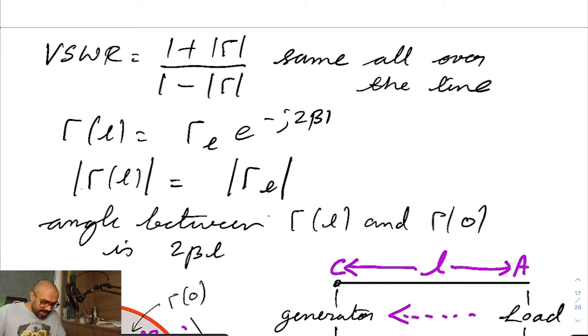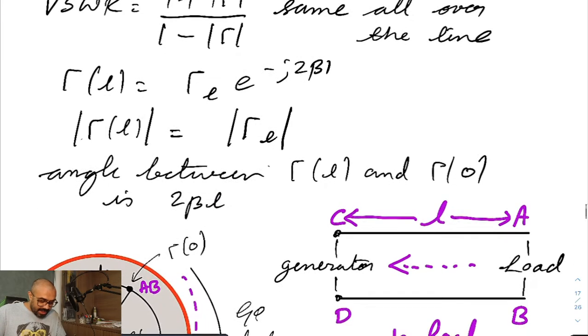Gamma at any point L is given by gamma sub L e to the power minus J2 beta L, and immediately you can see that the absolute value of gamma at any point L is the same as its value at the load.